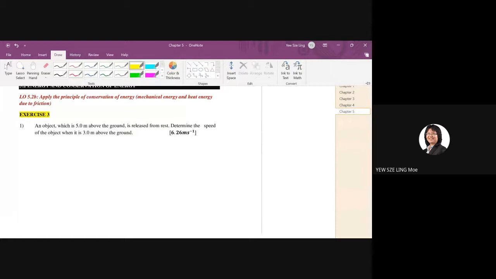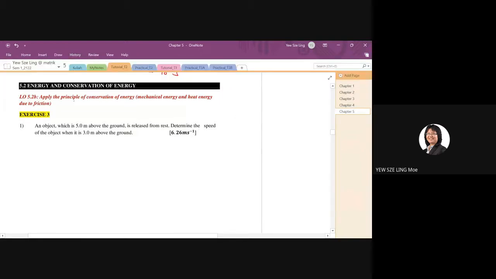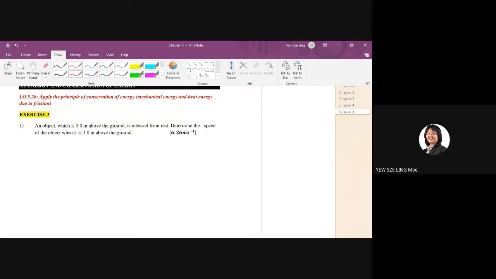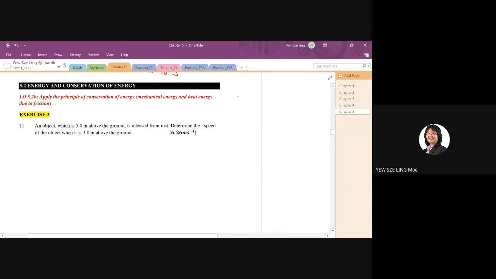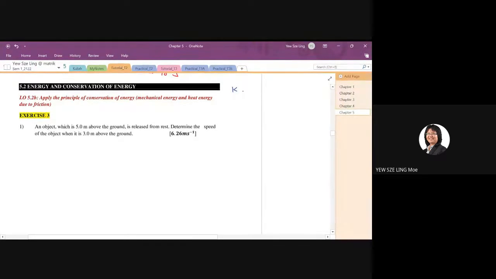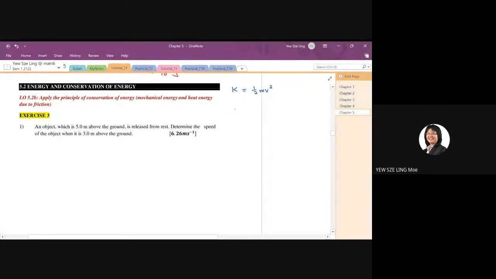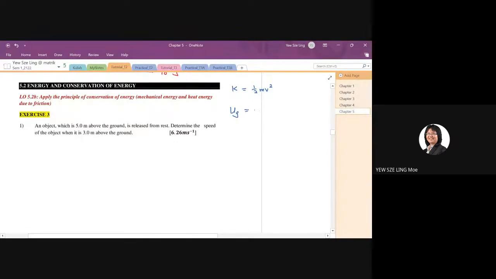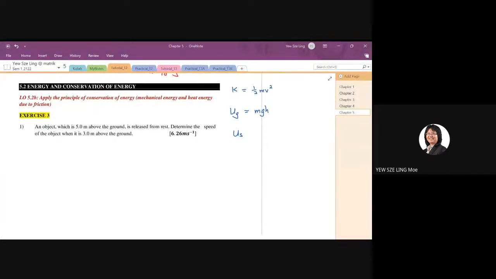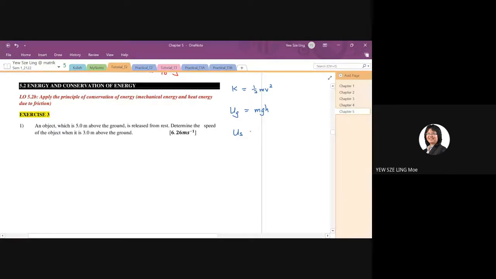So done with 5.1. Now, energy and conservation of energy. Let us do a quick recall. In lecture, we have seen 3 types of energy. The first one is kinetic energy, which equals 1/2 mv squared. The second type of energy is gravitational potential energy, which is mgh. And the third type of energy is elastic potential energy. For elastic potential energy, we have the equation 1/2 kx.